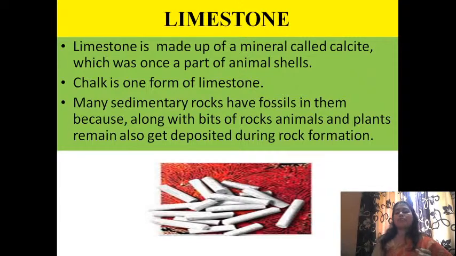I already explained to you about the fossils, right? So this is the limestone. Once again I repeat this. Limestone is made up of a mineral called calcite, which is also called calcium, which was once a part of animal cells, right? So chalk is one form of limestone. Here you can see in this picture chalks, and many sedimentary rocks have fossils in them, because along with bits of rocks, animals and plants remains also get deposited during rock formation.